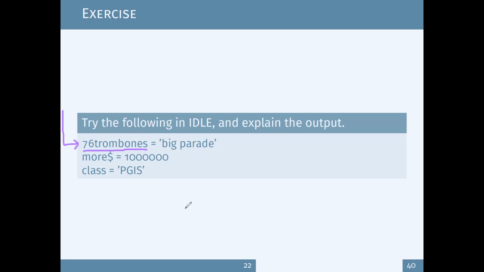Second one. What is the problem with the second one? We have more dollar. The first character starts with a letter, no problem. But the dollar is the problem. Dollar is not a valid symbol. You cannot use dollar in a variable name. The only allowed symbol is underscore, underscore only.